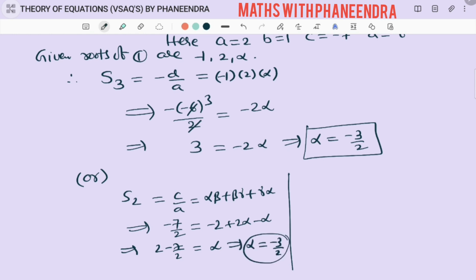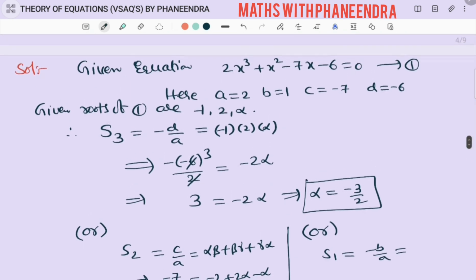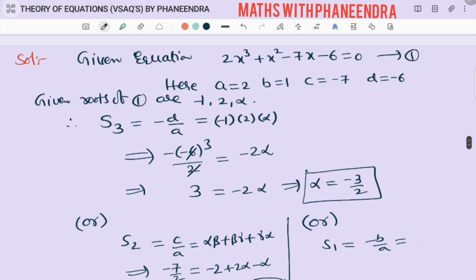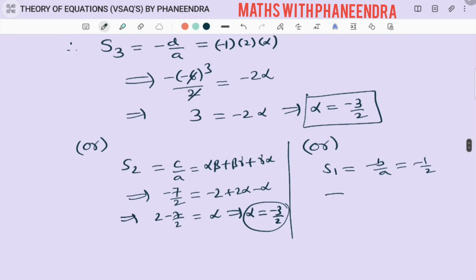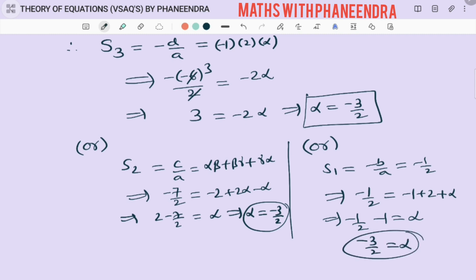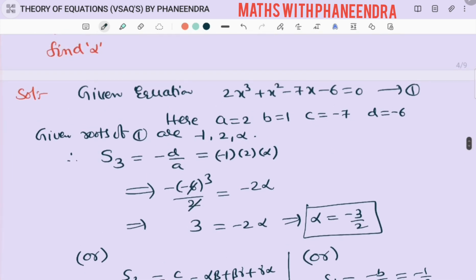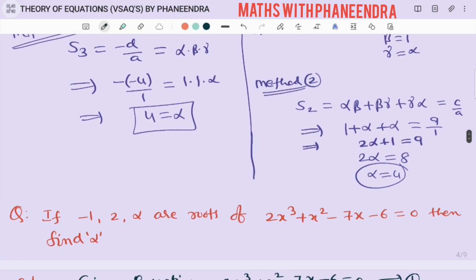So, if you want, you can apply S1 also, minus B by A. Minus 1 by 2. So minus B by A means minus 1 by 2 is equal to minus 1 plus 2 plus alpha. So, minus 1 by 2 minus 1 is equal to alpha. Minus 3 by 2 is equal to alpha. So even in the above problem, you can take S1 and get the answer.